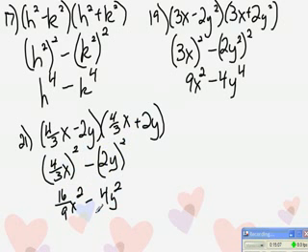And that is the end of section 8.8, odds. So you need to do the evens for homework.